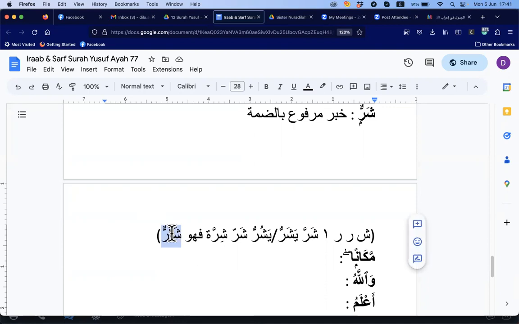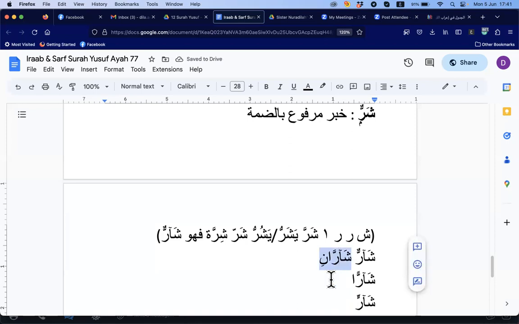If we were to do the chart of this, this is rafa'. What's the nasb version? Sharran. What's the jar version? Sharrin. And what's the dual version? Sharrani. And what's the nasb version for this? Sharrayn. And then the jar is the same, right, for this.